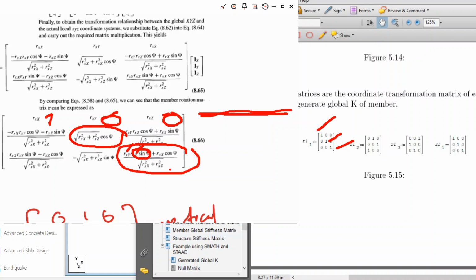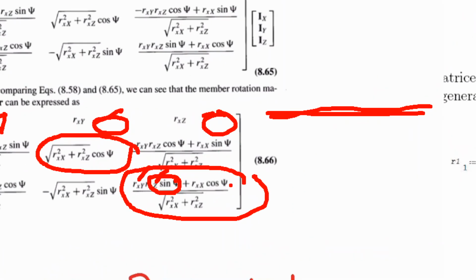Okay, and this symbol here is basically analogous to the beta angle in STAAD. So the beta angle of the local axis. We do not consider that yet in this problem, so we don't have a beta angle, so that's why it's still 1.